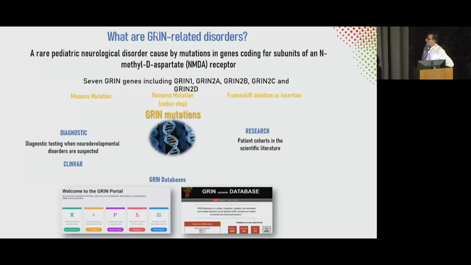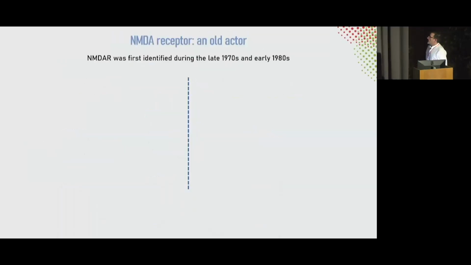We know that all these mutations are in databases that we can find on the internet. There is the ClinVar database, but for GRIN mutations you have two different databases, the GRIN Portal and another database. You can find a lot of information related to these mutations. I really recommend using these databases because they are really useful and well done. I would like to thank the people who built these databases. It's really important for research too.